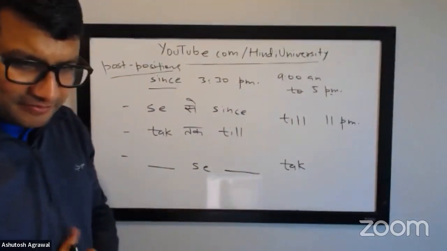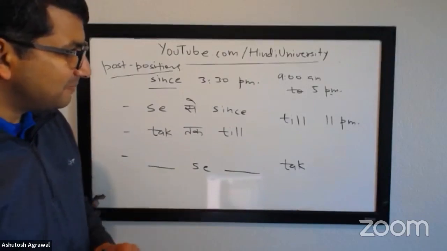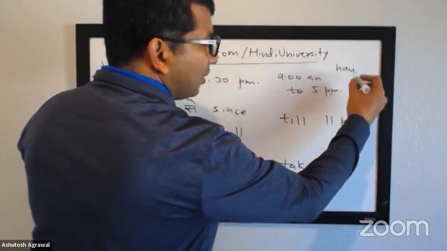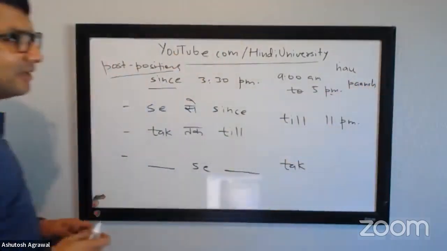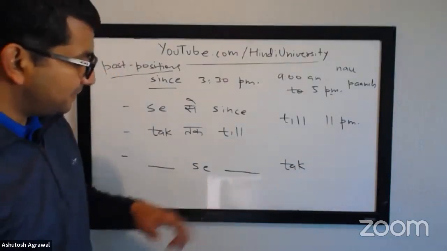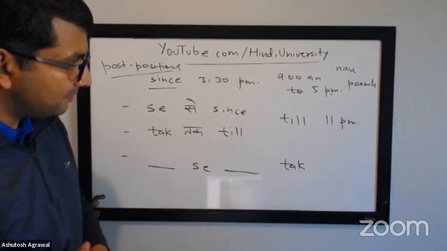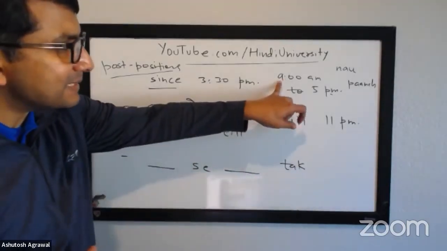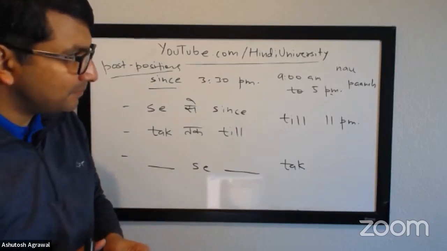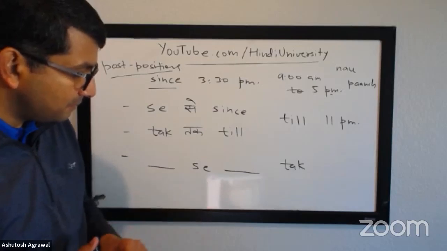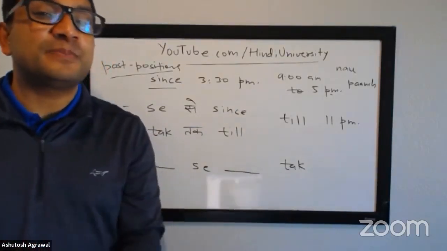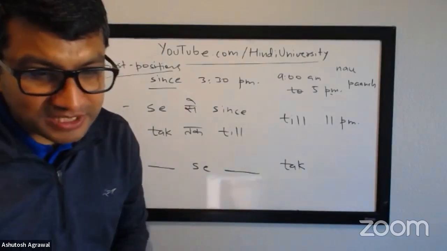Very good. Main kaam karti hoon. Don't forget 9 and 5. Number 9 is nau, and number 5 is paanch. Main kaam karti hoon, nau baje se paanch baje tak. Okay, tak, the other way around: 9 is nau and 5 is paanch. So main kaam karti hoon nau baje se paanch baje tak. There you go. Awesome. Main 9 baje se 5 baje tak kaam karti hoon.